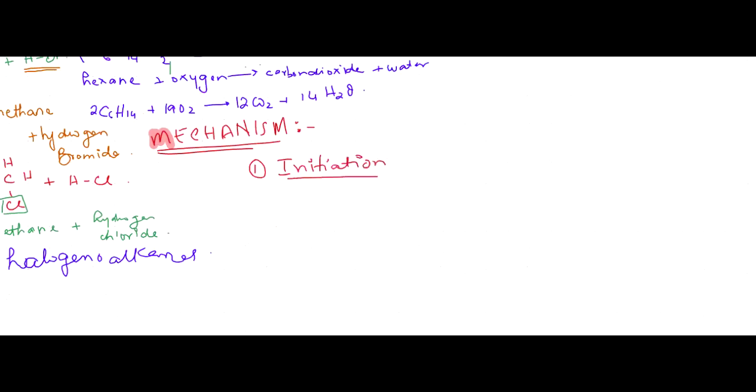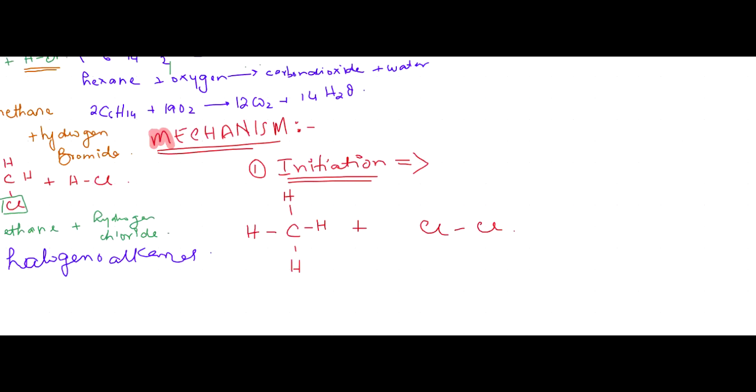Now, we have methane. We have, let's say, chlorine. Now, both methane and chlorine have a single covalent bond. I told you a single covalent bond is not easy to break. So how does this bond break? Because of UV.